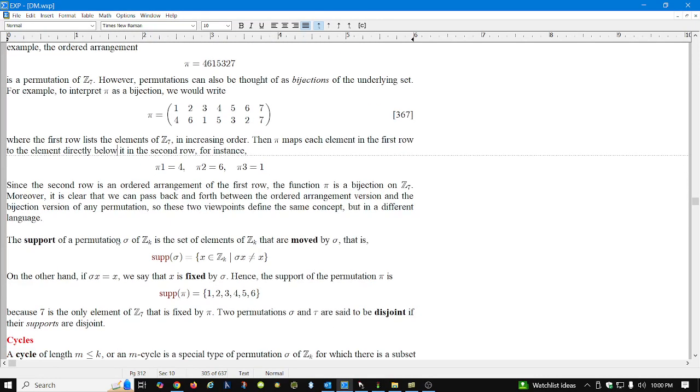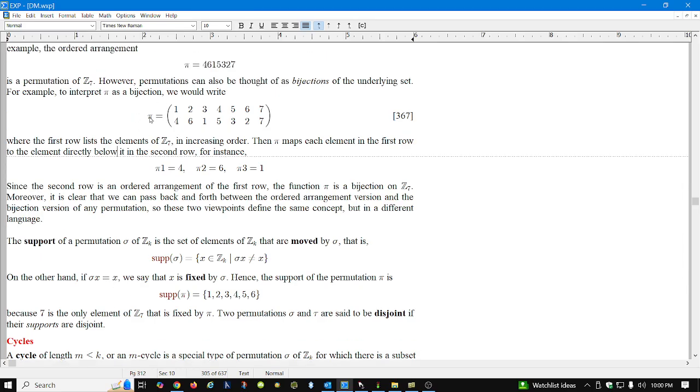The support of a permutation sigma of Zk is the set of elements of Zk that are moved by the permutation. So here it is in symbols. Support of sigma is the set of all elements x in Zk for which sigma applied to x is different from x. So x is moved by sigma. If sigma of x equals x, then we'd say x is fixed by sigma.